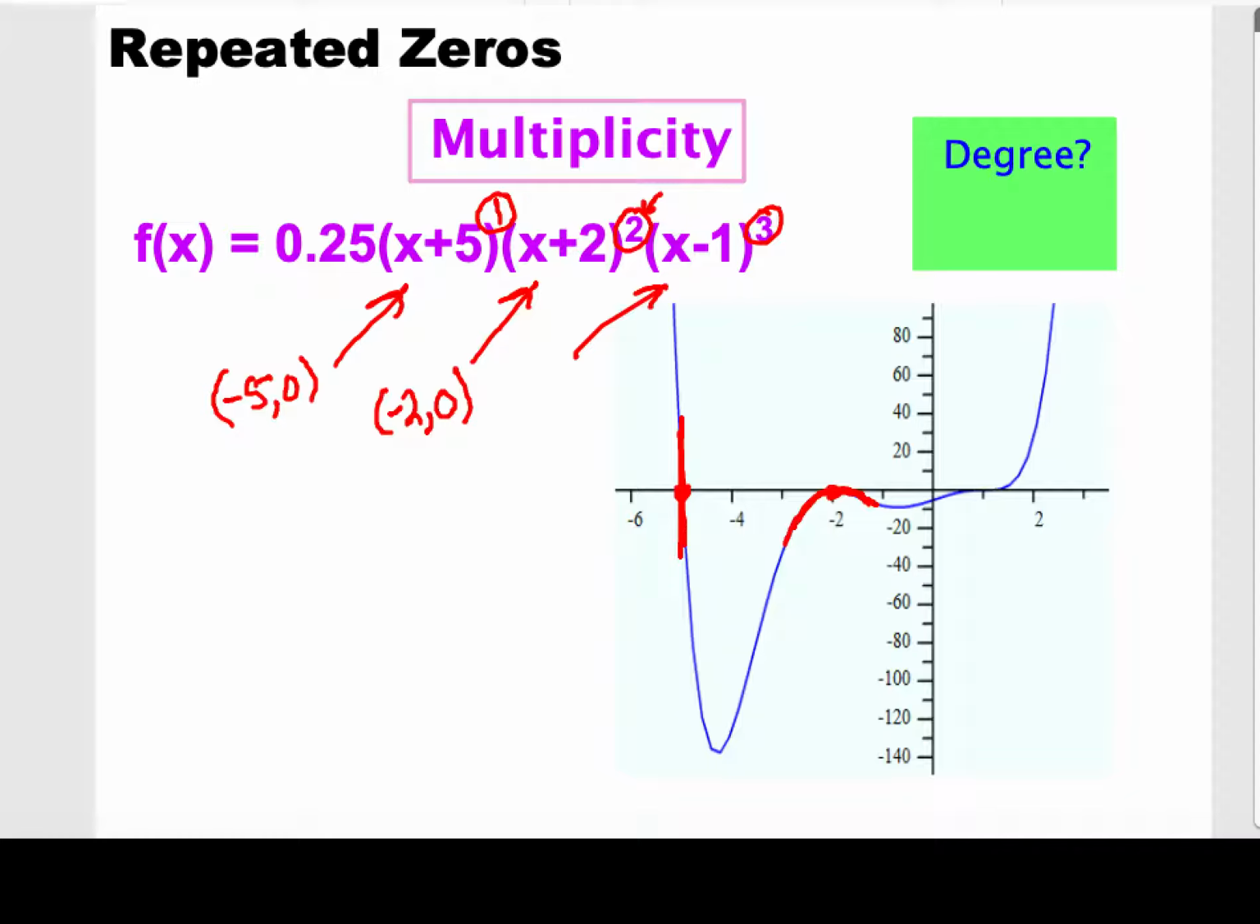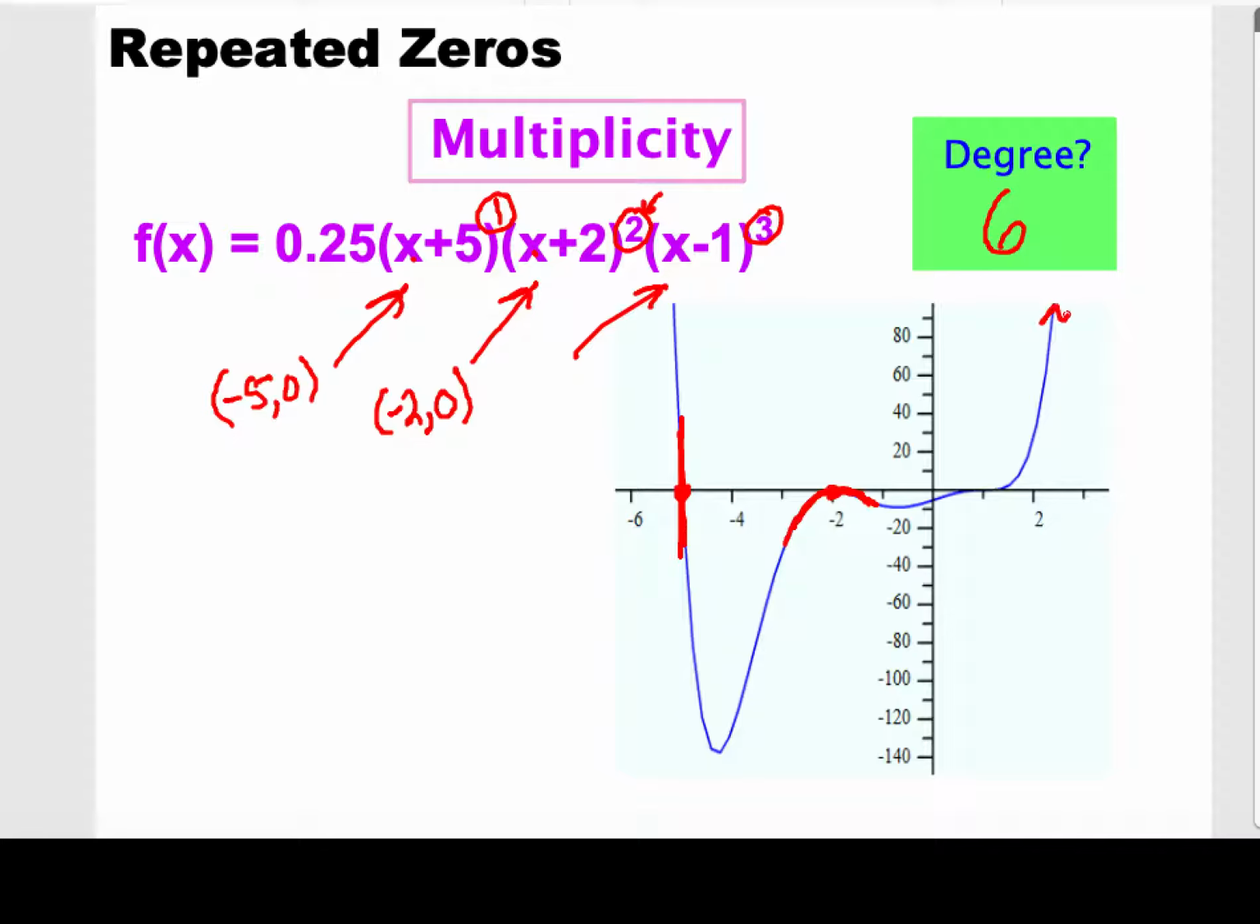Because if we count up the number of x's up here, we've got x to the first, so that's 1. x squared, so that's 2 more, so we're up to 3. And you'll notice the last factor, again, cubic, technically, I would say this is of degree 6. And you notice if you look down at our problem here, degree 6 would make sense.